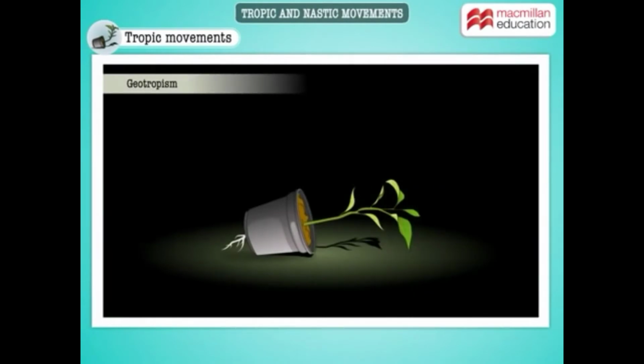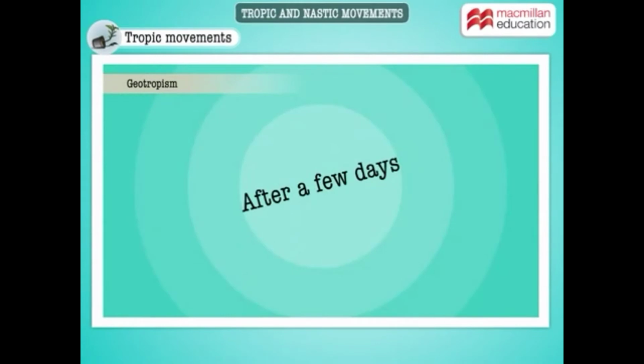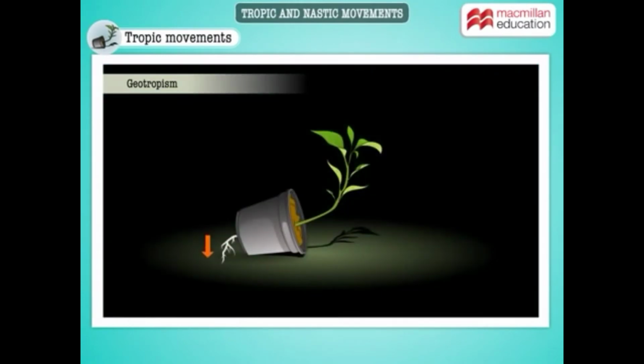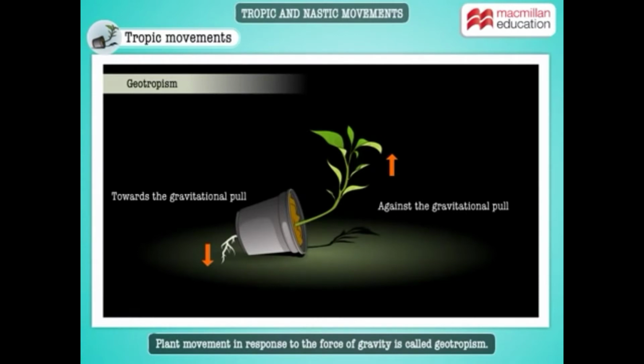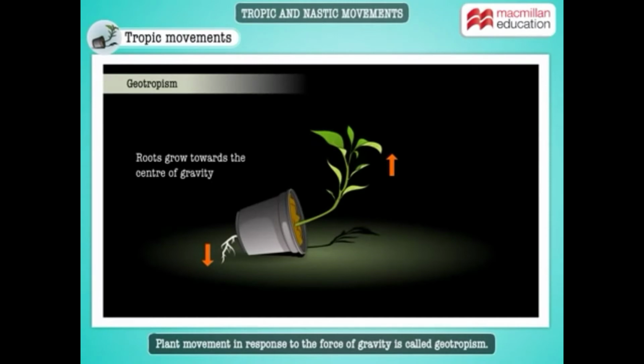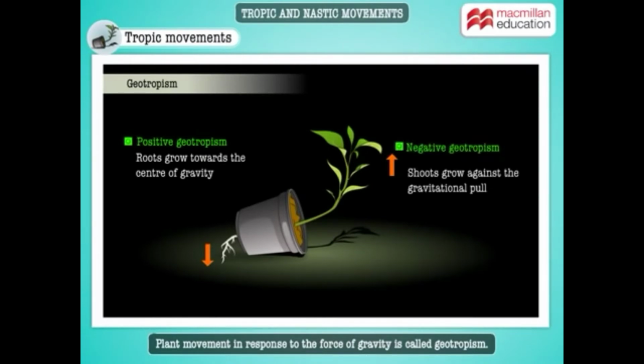Let's place this potted plant horizontally for a few days. We have chosen a pot that is open on both ends. We see that the roots have grown downwards towards the gravitational pull. The shoots, however, have grown upwards against the gravitational pull. Plant movement in response to the force of gravity is called geotropism. The roots are positively geotropic, while the shoots are negatively geotropic.